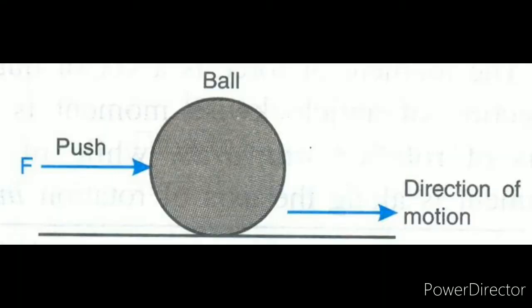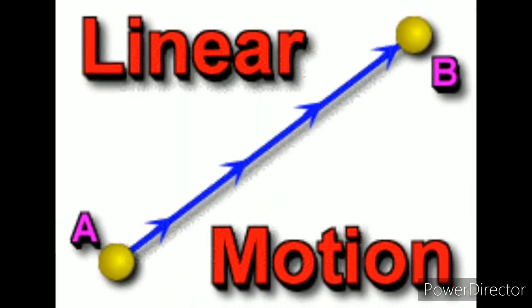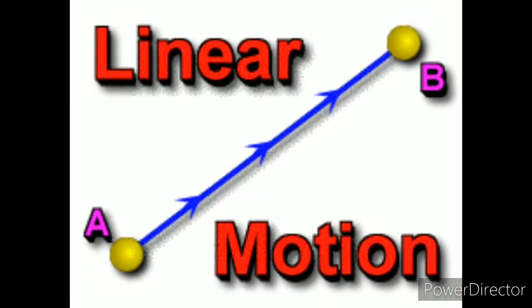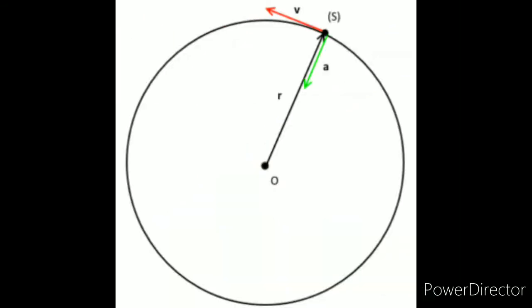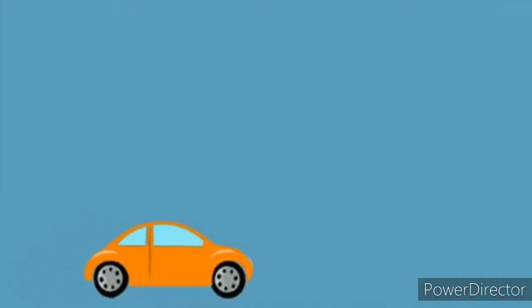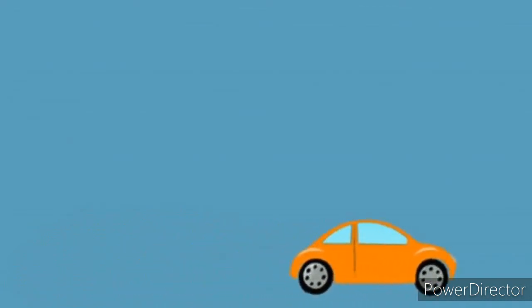Translatory motion means when all the parts of a particular object move through the same distance in the same interval of time. That means here the time is the same, and the intervals also. So this type of motion is called translatory motion, and it is of two types further. The first one is linear motion, that means rectilinear motion, and the other one is circular, that is curvilinear motion.